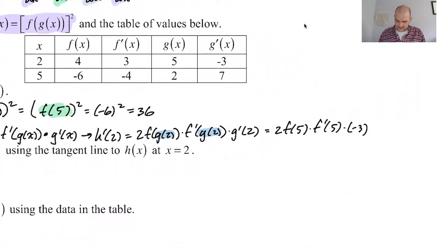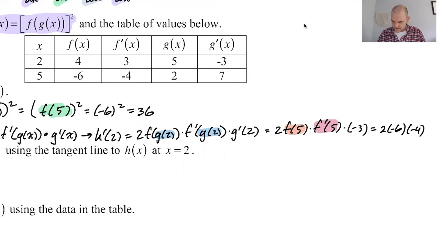Okay, and I acknowledge this is more writing than you want to do, but do it. So now we've got to find f of 5. f of 5 is -6, so this is going to be 2 times -6. f prime of 5 is something we can find now, so we're going to find this. f prime of 5 is -4.